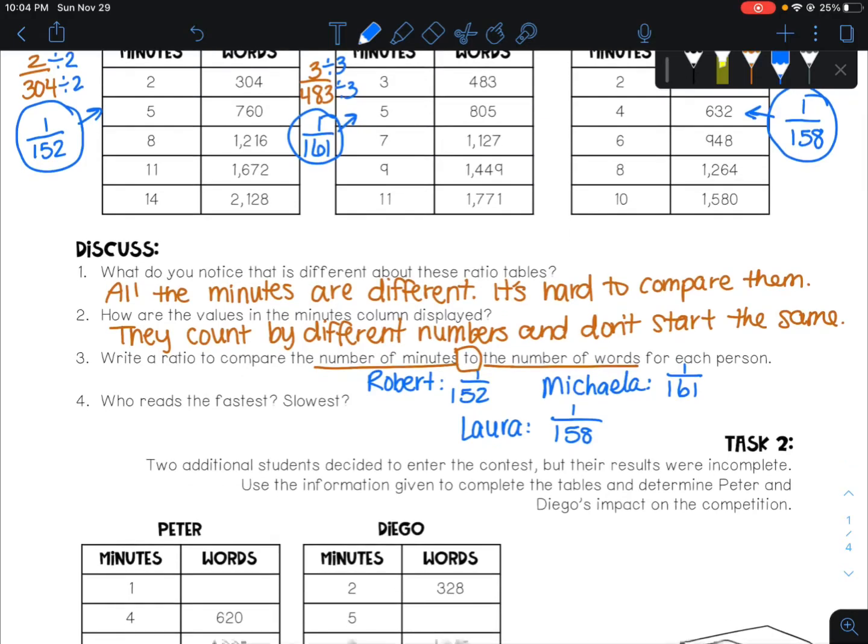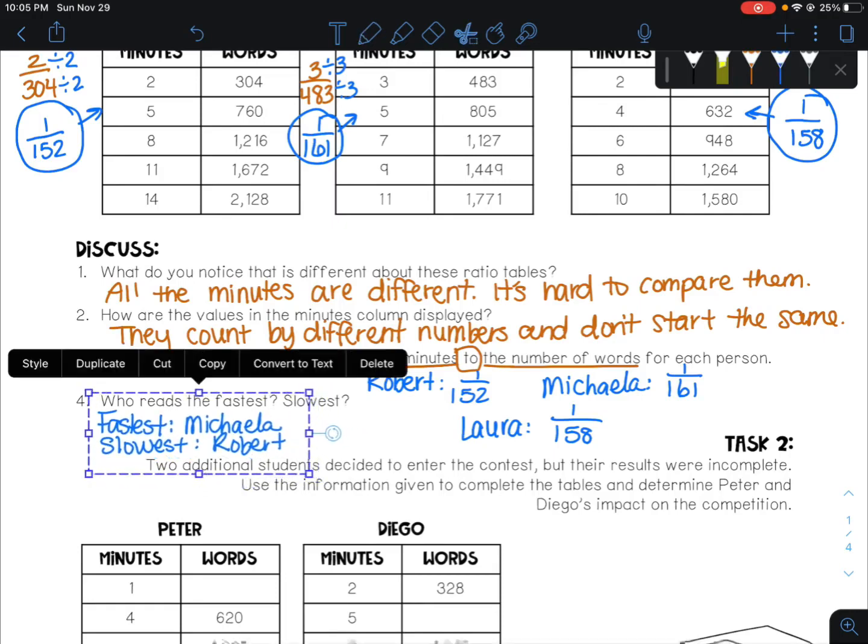So to answer question 4, we actually can do this now. Who reads the fastest? Well, if we gave each of them a minute by simplifying, we can see that the one who reads the most in 1 minute is Michaela. So fastest is Michaela. And then slowest, if we give them all 1 minute, who reads the least amount of words? Well, that's going to be Robert at 152. And then that would mean that Laura's just in the middle.